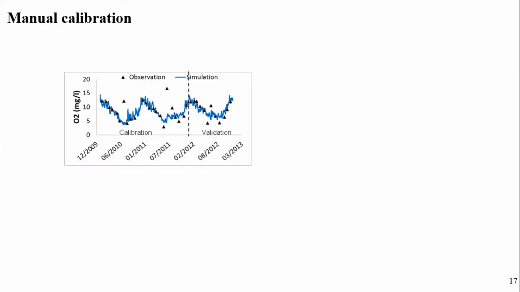So this figure shows the result of the dissolved oxygen for the calibration and validation period. During the calibration, we see that the trend is simulated perfectly, but we have two points that are underestimated. These points are related to the summer, and maybe the reason is the algae that is not simulated in the model. During the validation period, the result is acceptable.